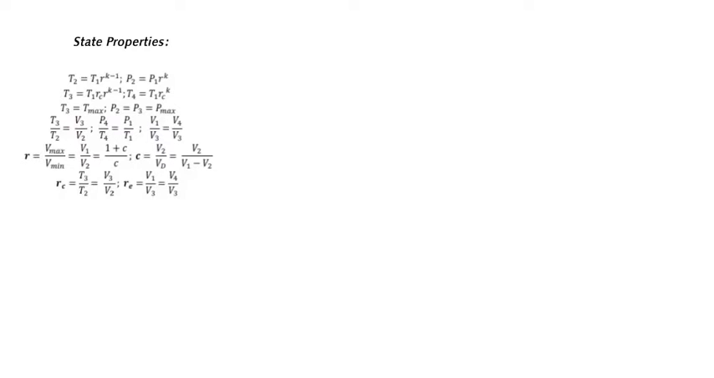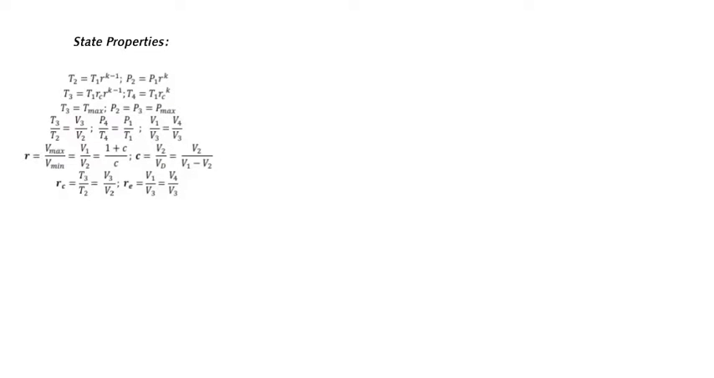T4 is equal to T1 multiplied by rc raised to k. And T3 over T2 is equal to V3 over V2. For pressure we have P2 equals P1 multiplied by r raised to k. P2 equals P3 equals the max pressure. P4 over T4 is equal to P1 over T1.